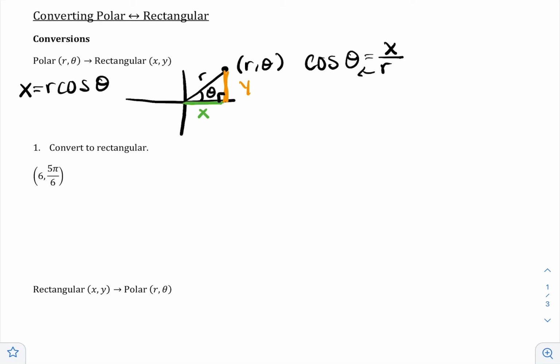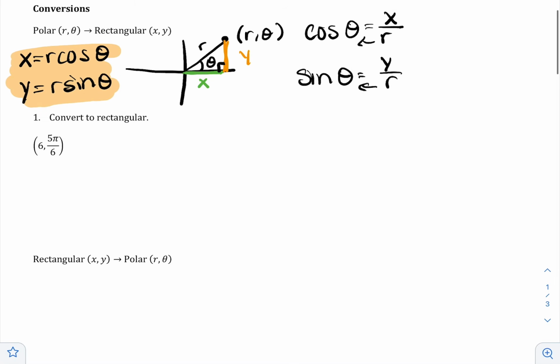For y, because it's opposite, I'm going to use sine. So I have sine theta is y over r. And when I bring the r over, I get y is equal to r sine theta. So here are my first 2 conversion formulas. If I have r and theta, I can get x and y. So let's do one example of that.